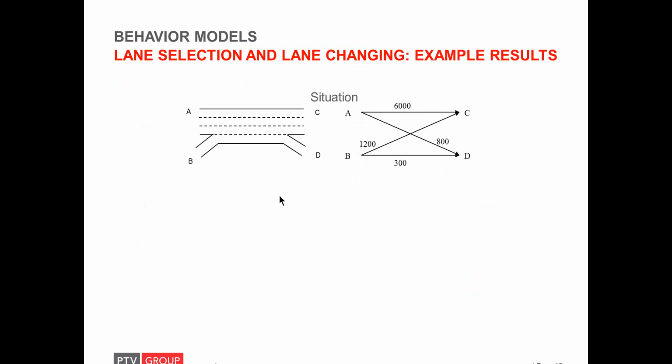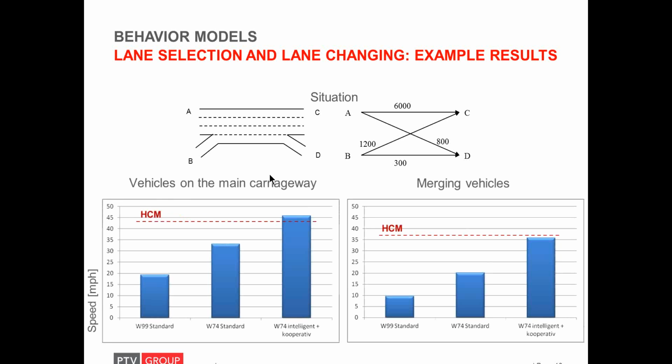So we check the performance of a freeway merging situation as predicted by Vissim with an example from the Highway Capacity Manual. Basically in this situation, vehicles drive from left to right, and some of them have to merge from the on-ramp to the main carriageway and vice versa. And as you can see, the performance predicted by Vissim is very similar to what was documented in the HCM. And what is documented in the HCM should be based on empirical findings.